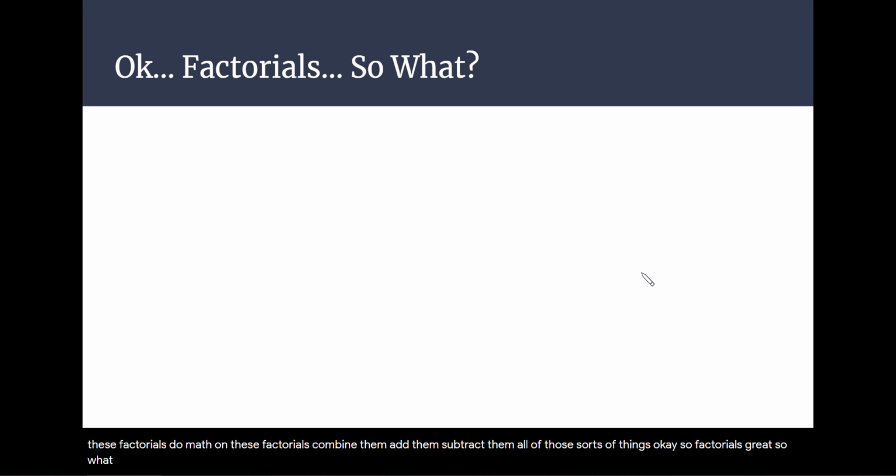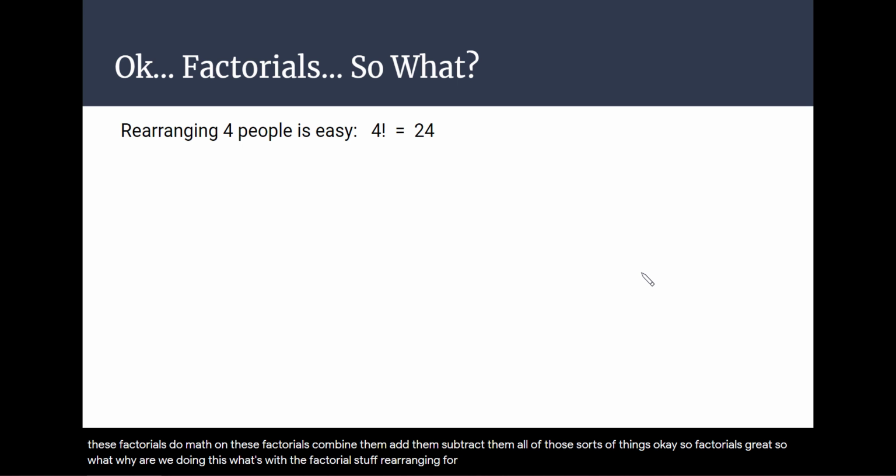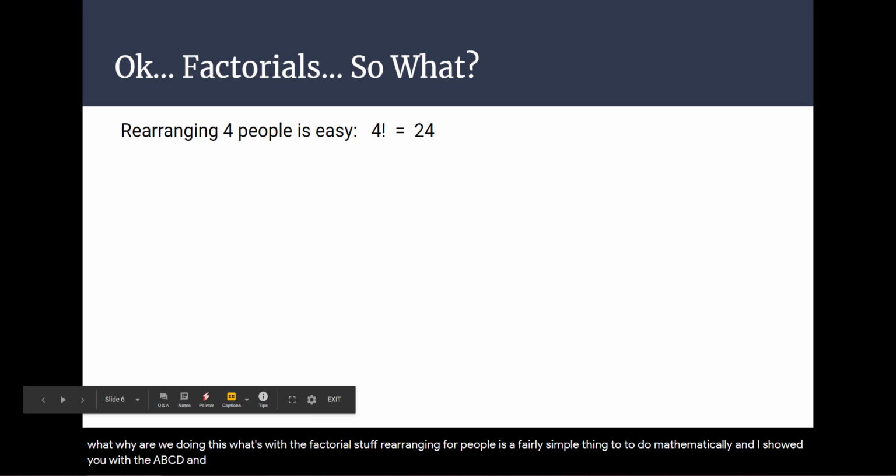So what? Why are we doing this? What's with the factorial stuff? Rearranging 4 people is a fairly simple thing to do mathematically, and I showed you with the ABCD, and so there's 24 ways to do that. We used factorials to get it.